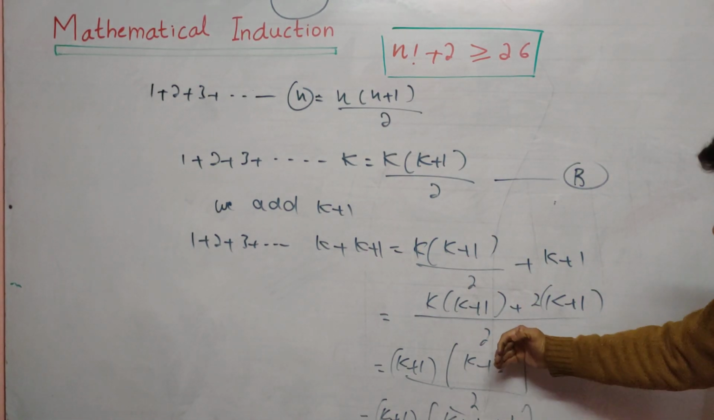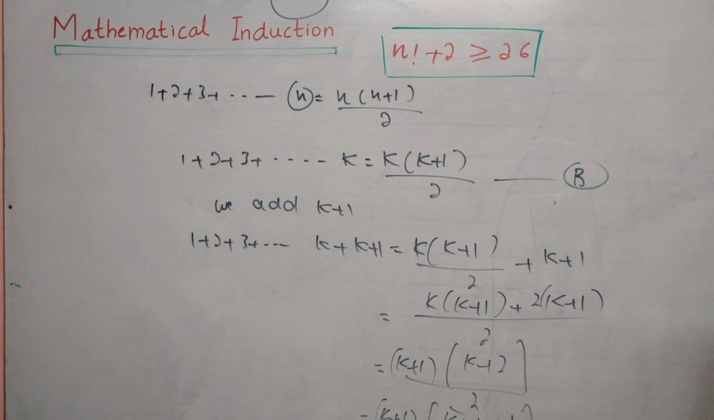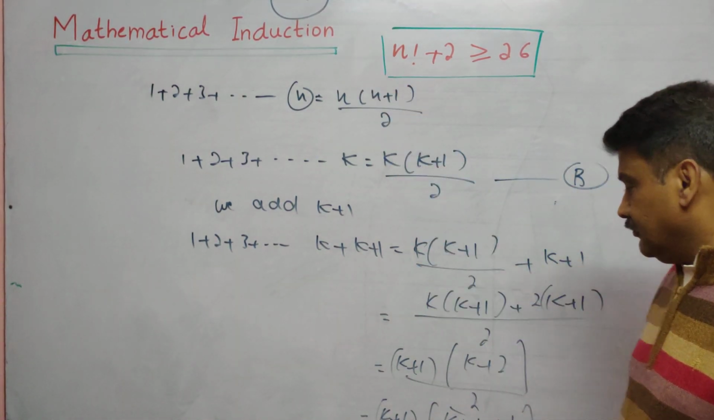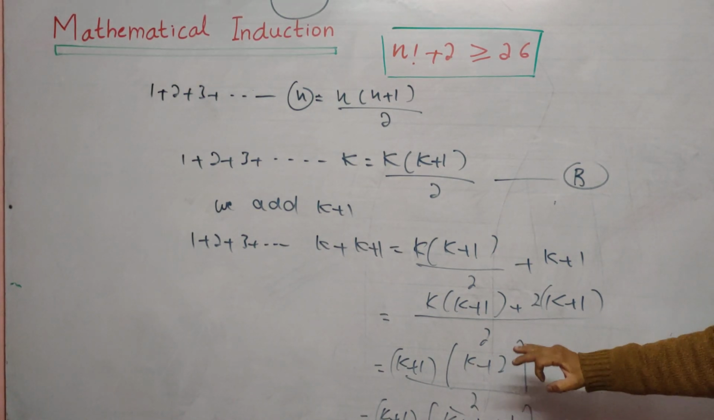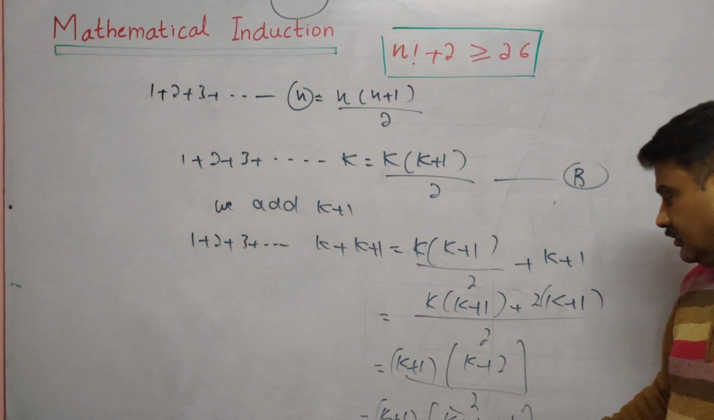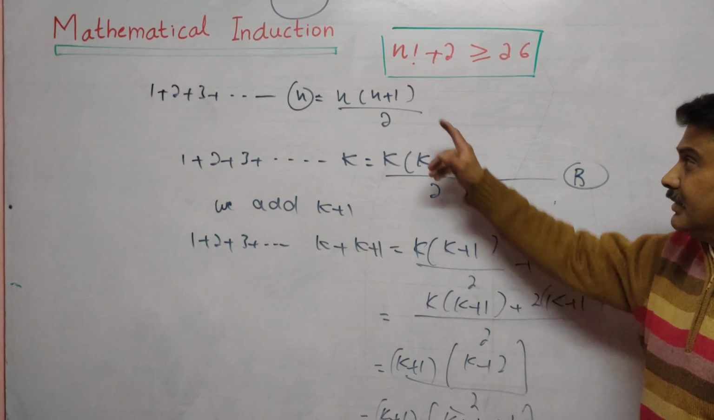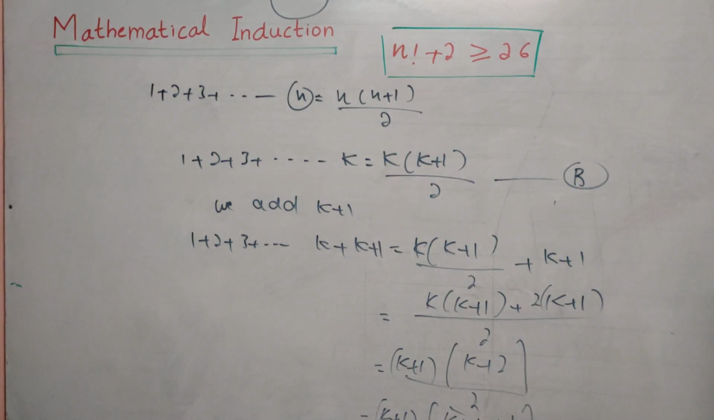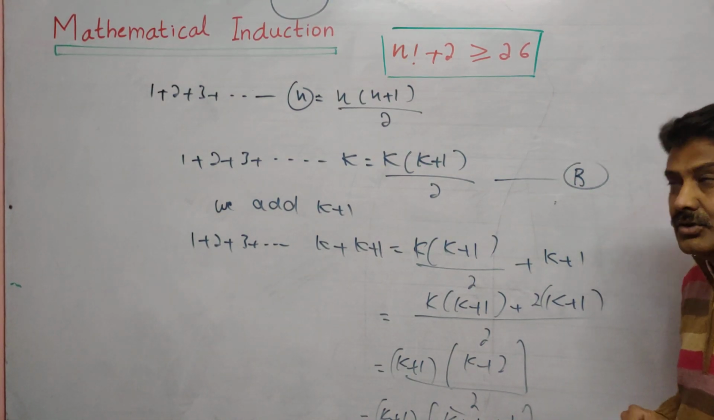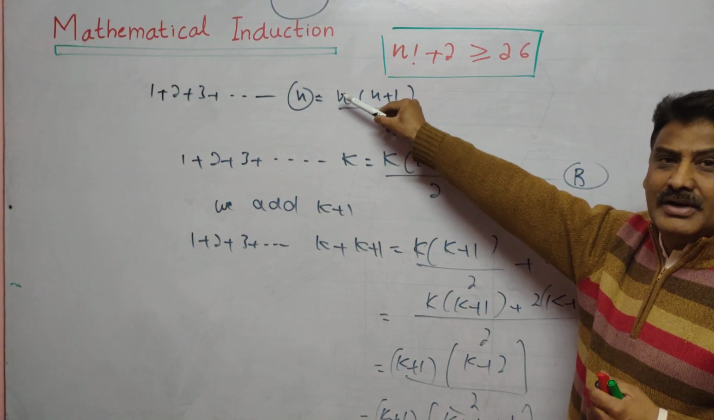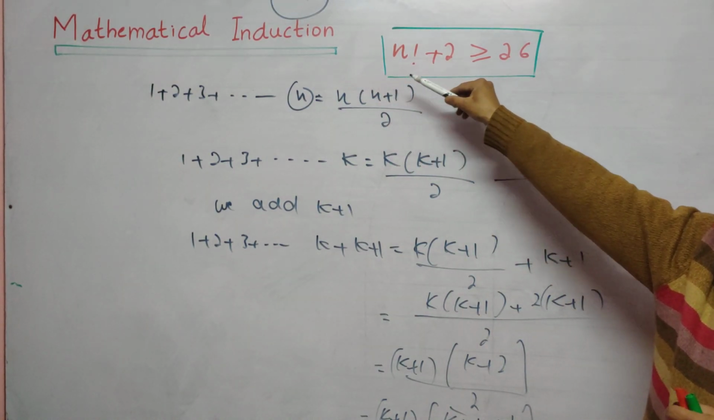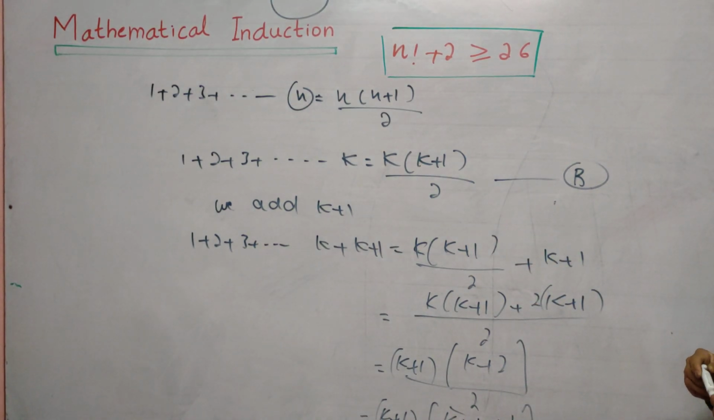And this is the target expression, the same as required. This is the target expression as given. So now it is true for n equal to k plus 1. You see, if we replace n by k plus 1 in the given statement, it will be the same as this. So we can say that it is true now for n equal to k plus 1.